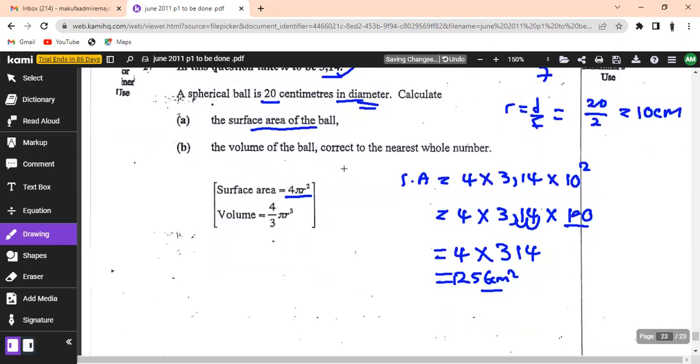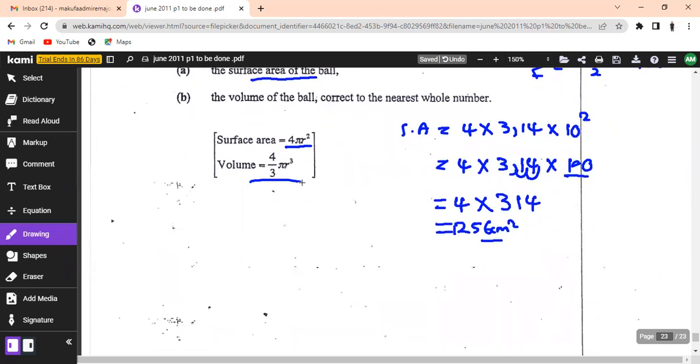And the volume of the ball to the nearest whole number. Okay, so we need the volume, and we are given the formula for the volume, whereby volume is 4 over 3 pi r cubed. So that's going to be 4 over 3 times pi, which does not change, 3.14, times r cubed, which in this case is 10 times 10 times 10. Remember, you now have your radius, which is 10.